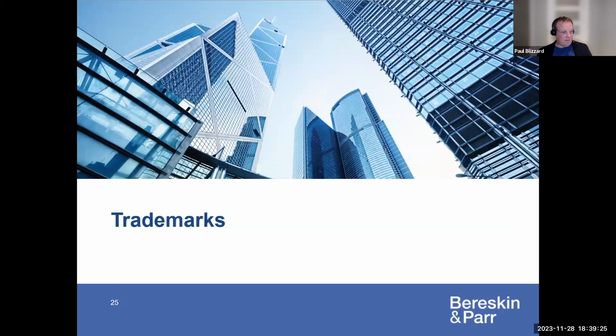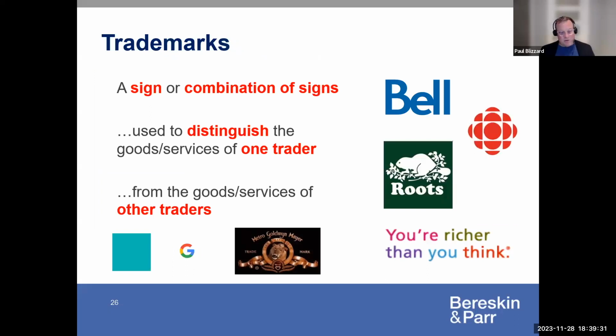So the next section I'm going to talk about is trademarks. Trademarks are a very important type of protection, and maybe a small factor at the beginning, but as you begin to commercialize your idea and become more established, trademarks are very, very important. A trademark can be a word, an image, but it is used to distinguish your goods and services.